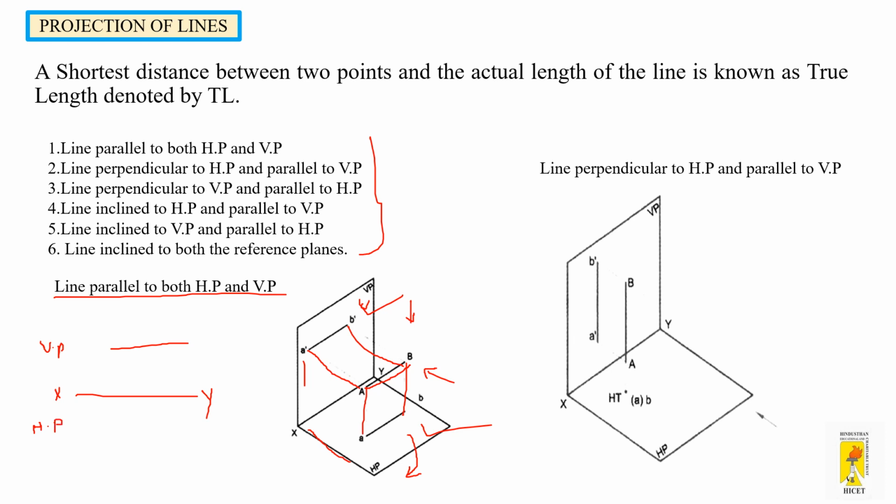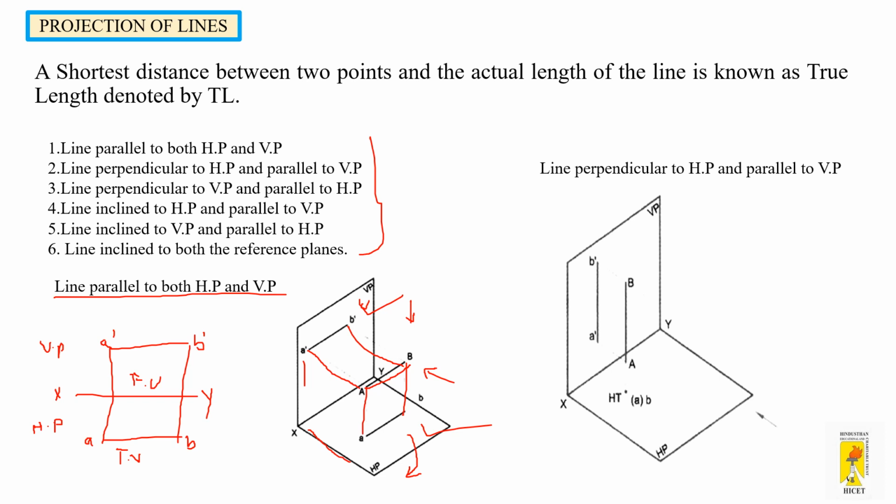So you will get the front view A dash B dash, that is the front view of the line which is parallel to VP. And if you project that downwards, you will get exactly the same length of the line AB, and that is going to be the top view of the line which is parallel to both the planes. So I hope you all understood.